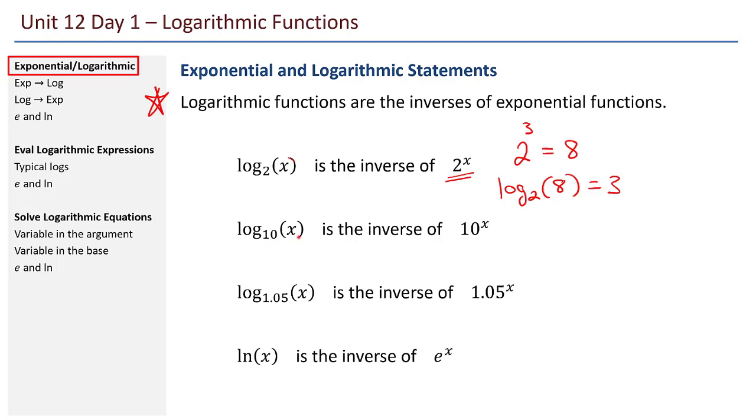Log base 10 of x, that's the inverse of the exponential function 10 to the x. Log base 1.05 of x, that's the inverse of 1.05 to the x. And then this last one is interesting. We read this as the natural log, and that's the inverse of e to the x. Actually, you could write this as log base e of x, but we often just write ln x for short, ln as the natural log.